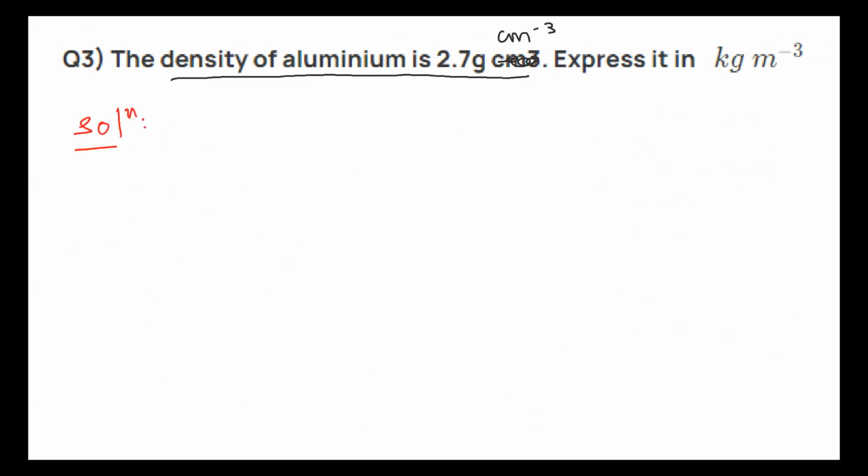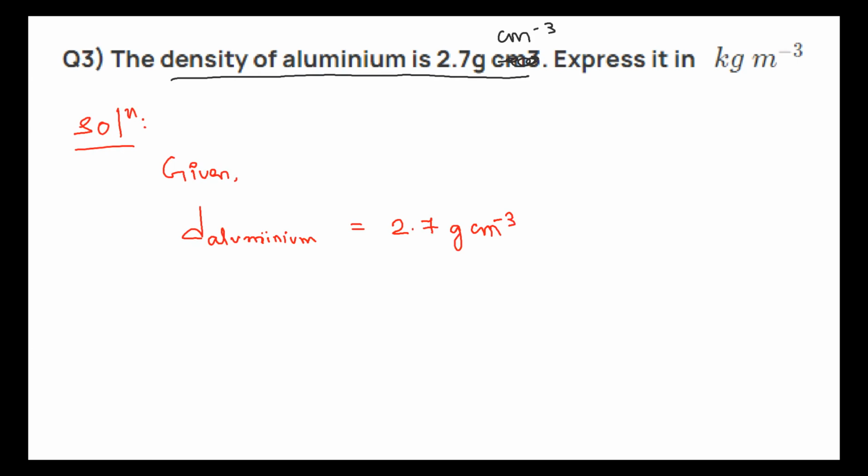Solution. Given. What is given? Density of aluminium. So I write D for density, and over here I can write aluminium. You can write full name or shortcut. How much? 2.7 gram per centimeter cube. Fine.